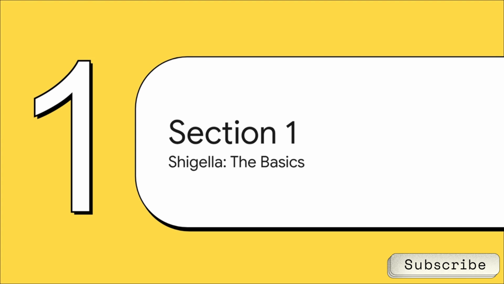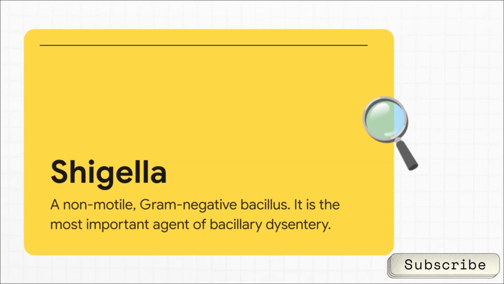Okay, first things first. Before we can defeat the enemy, we need to know who they are. So, what exactly is Shigella? Let's lock in these key identifiers right now. First, Shigella is non-motile. This is huge. Unlike its cousin Salmonella, it can't swim around. That's a massive clue in the lab and a differentiator you have to remember. It's a gram-negative rod, and it's the main cause of bacillary dysentery. Simple, right? But trust me, every word here is pure exam gold.